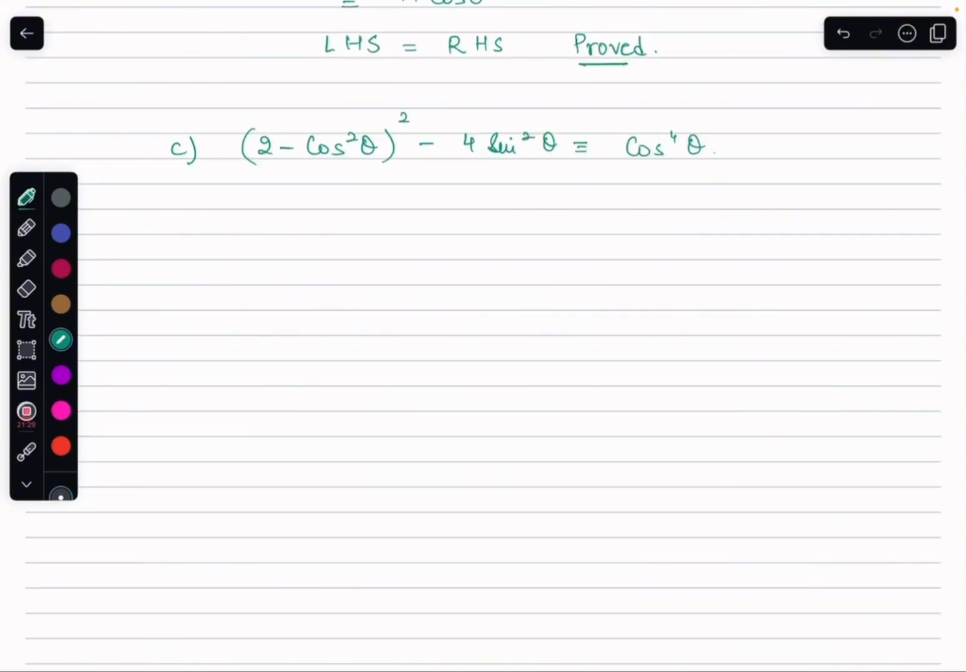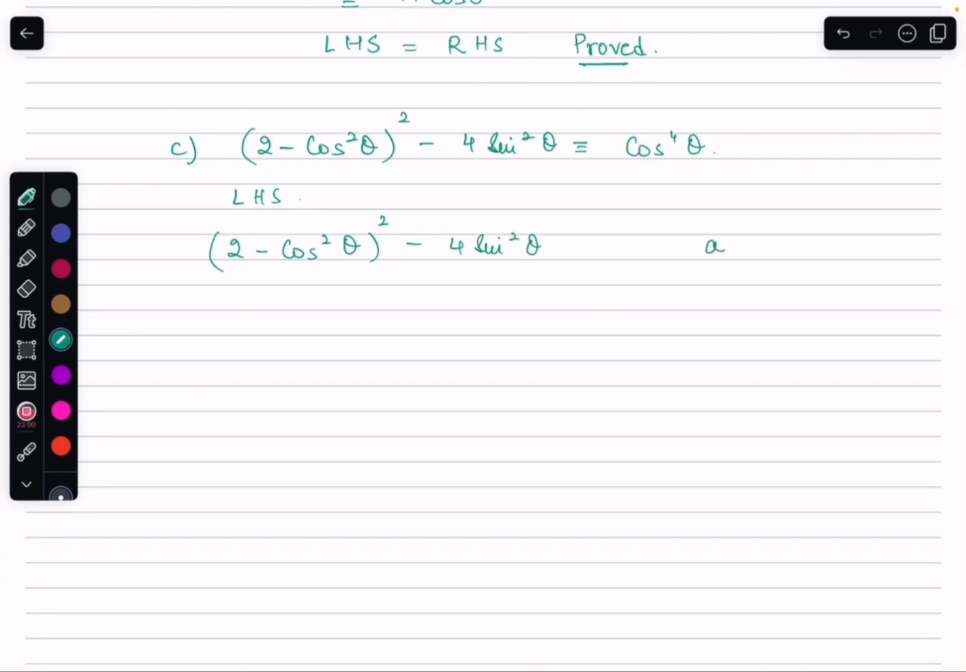So part C, it says (2 minus cos square theta) the whole square, minus 4 sine square theta, and this should be equal to cos 4 theta. So I will prefer to start working from the left hand side, and my left hand side, if I start working from it, represents (2 minus cos square theta) the whole square, minus 4 sine square theta.